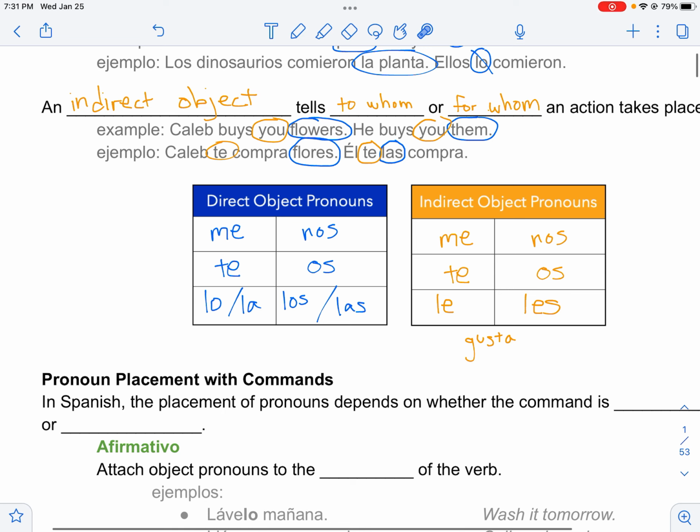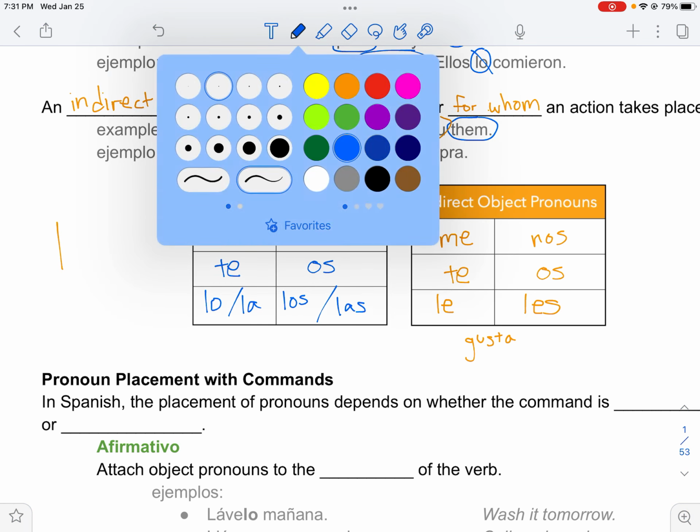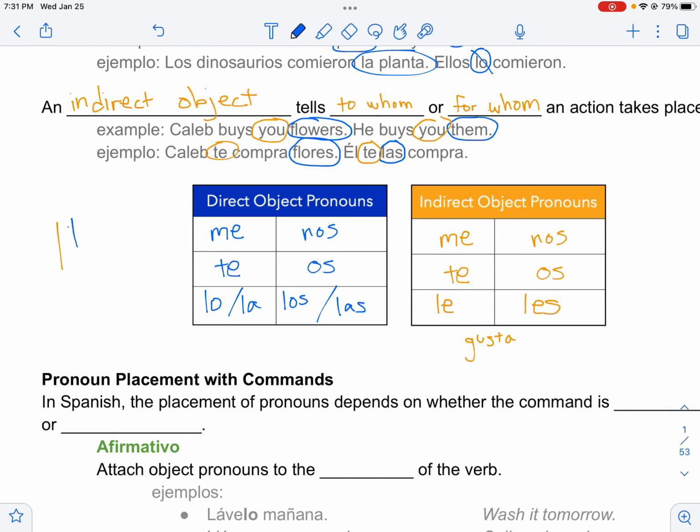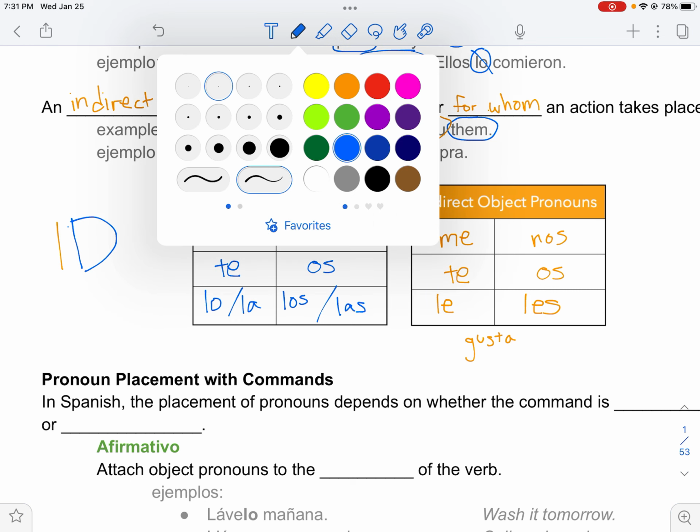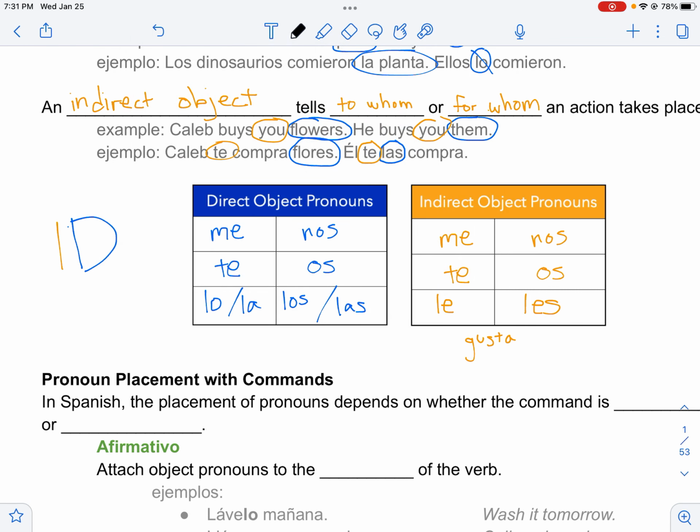I put them in the wrong order. I should have switched these around, because in Spanish, it always goes indirect object first and then direct object pronoun. Spelling ID, which is like a Latin word. So that's the ID of how this works. Nice, gotta show your ID.